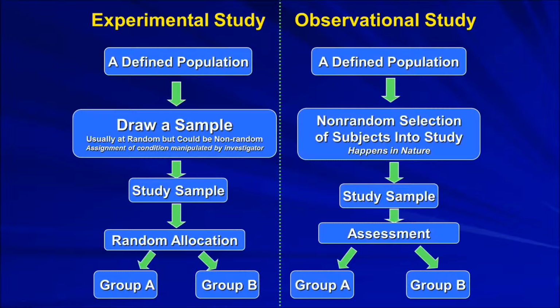And I will show you an example of that, of the random allocation, and I will show you experimental studies, and we will talk about those. And in this case, it's assessment that determines whether people are in Group A or Group B. Okay, so I hope that's clear thus far.